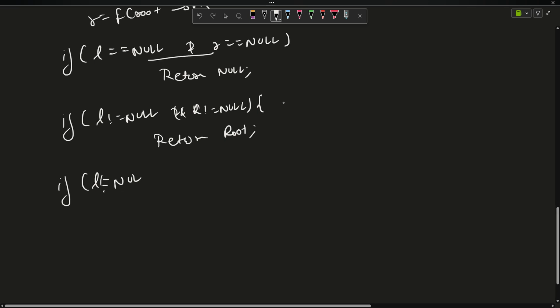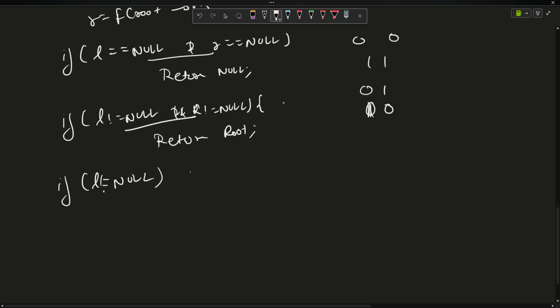Both of them are null. 0, 0 has happened. Both of them are not null. 1, 1 has happened. Now the cases left are 0, 1, that is right is null, and right is not null, or 1, 0, that is left is not null. So if left is not null, return left.